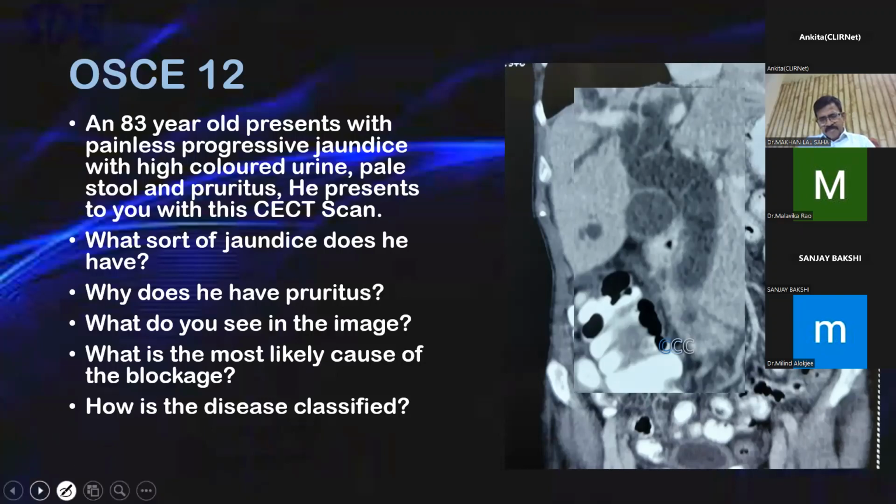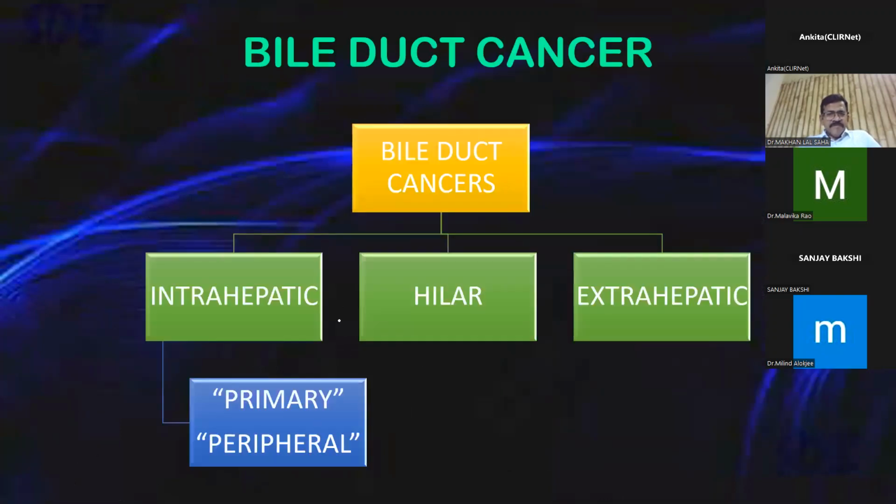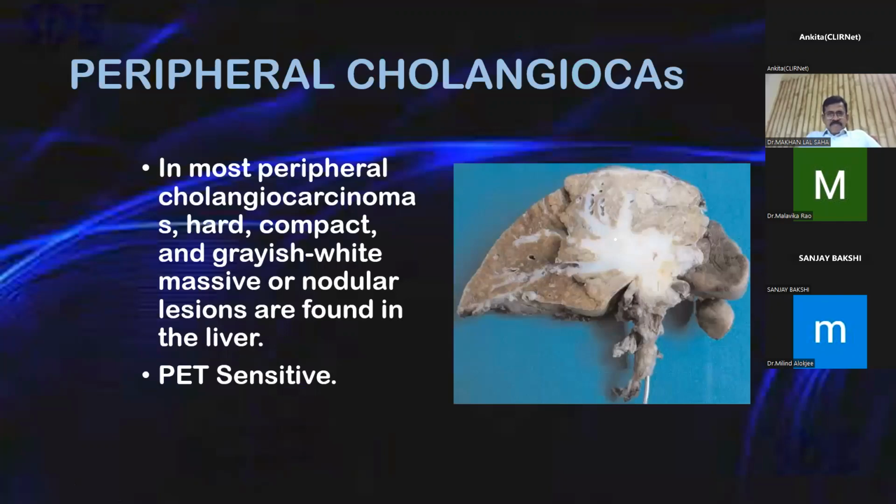So how is the disease classified? I don't know, sir. Okay. Intrahepatic, hilar, and extrahepatic. Unfortunately, for a weird reason, intrahepatic ones are called the primary or the peripheral tumors, because supposedly the first people who described cholangiocarcinoma described extrahepatic ones. So the intrahepatic one became the peripheral. That's a classic peripheral cholangiocarcinoma: hard, compact, grayish, massive nodular lesions found in the liver.